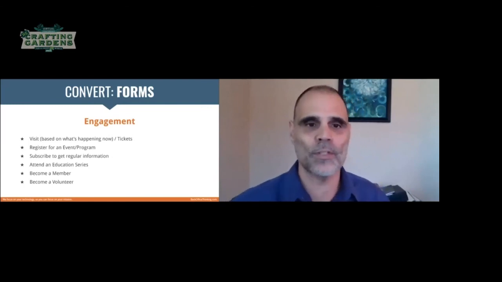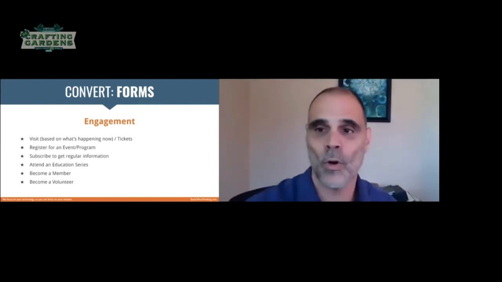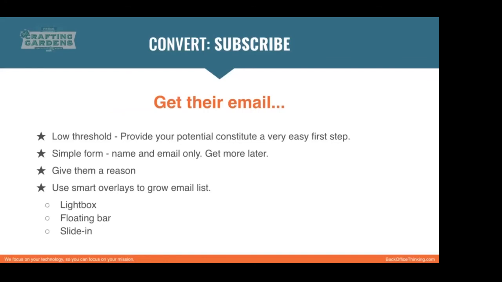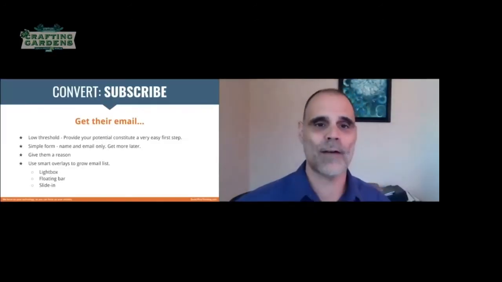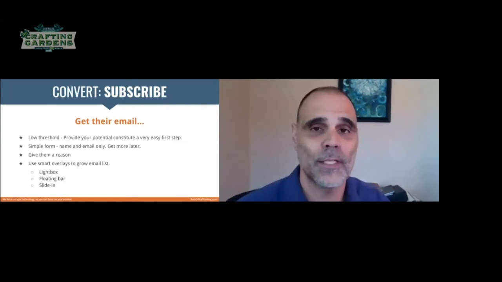What's important? You know, these can be for a variety of things, from becoming a volunteer, a member, education series, subscription, register for event. You're going to have forms on your website. The example of a good form is an email form. It's the simplest one. Every garden should have one. It's the easiest thing for someone to do. You want to give them the ability to subscribe.